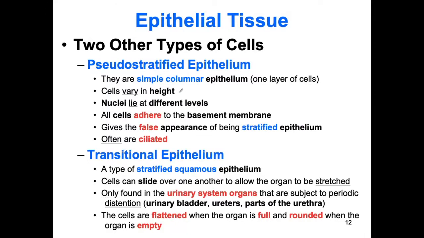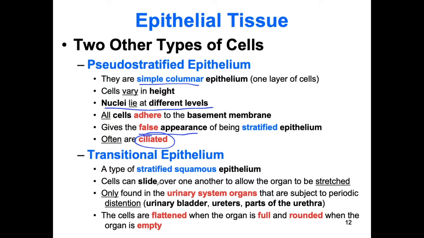We mentioned that pseudo-stratified, it looks like it's multiple layers, but it's really not. It gives the appearance that it's multiple layers because the nuclei lie at different levels. It's really simple columnar, right? So pseudo means false, false appearance. And often where we have pseudo-stratified, we're going to see ciliated, especially in the respiratory tract.